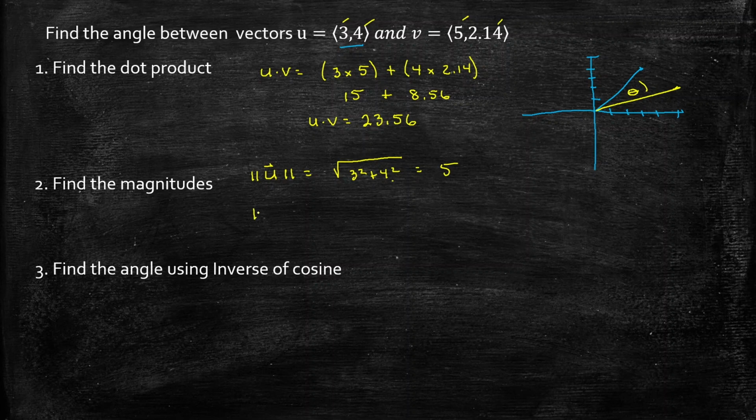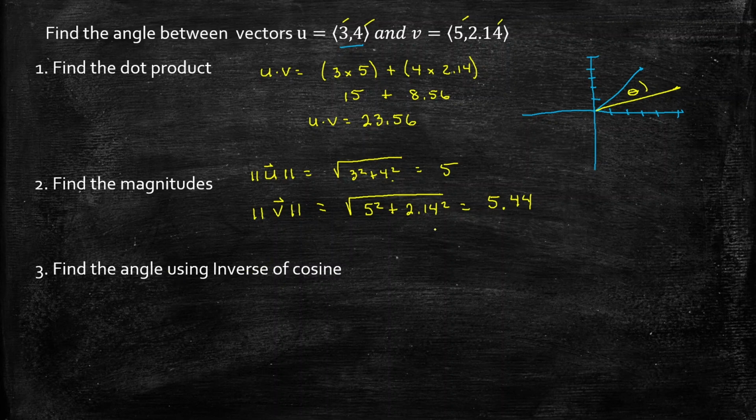And the magnitude of v is going to be the square root of 5 squared plus 2.14 squared. And that is going to come to 5.44. Now, let's find the inverse cosine for this, right?